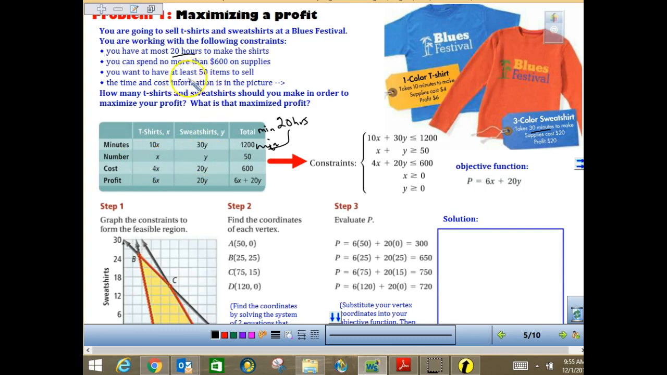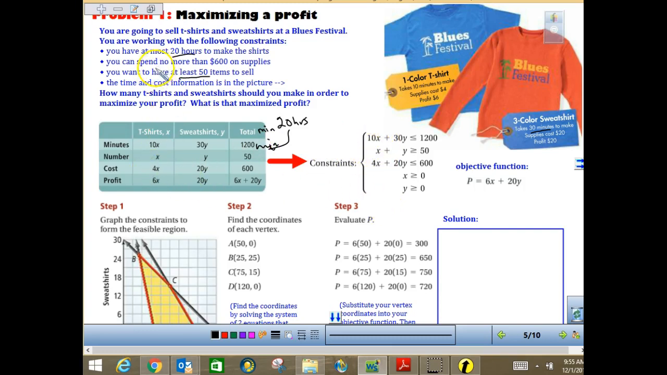We want to sell at least 50. So x and y together are 50, but actually we want to sell more than 50, right? So x plus y, we want to sell at least 50, so x plus y is greater than or equal to 50. That's going to be the equation. So this is just putting our information in, then you put the equations over here.